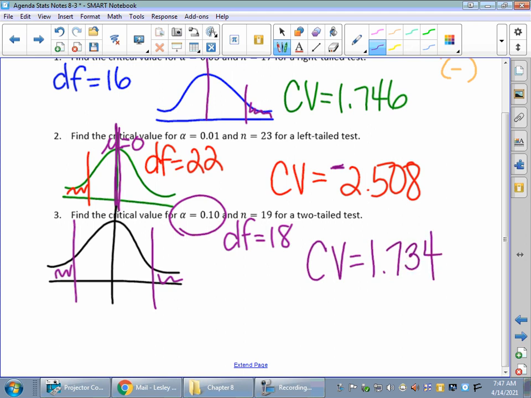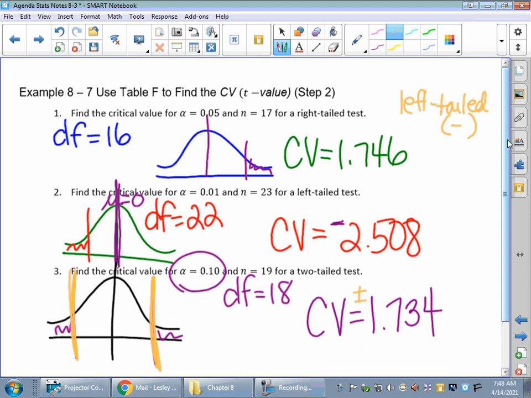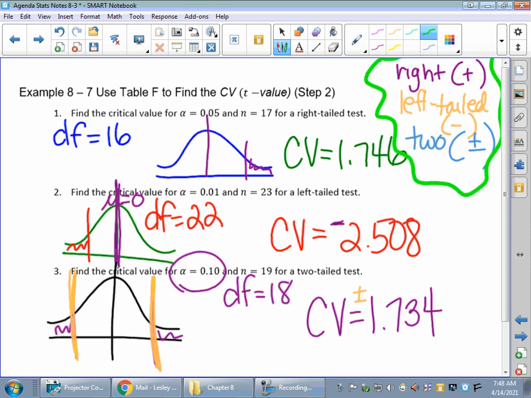Now keep in mind, use what you know. It's this value and this value right here, so it has to be positive and negative. So if it's left-tailed, it's negative. If it's right-tailed, it's positive. And if it's two-tailed, it's a plus and a minus. So keep that in mind. The table doesn't give you the signs. You have to know what you're looking at. All right, so that's finding critical values.